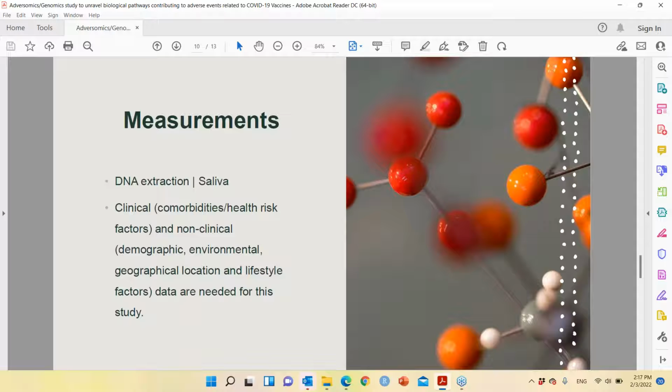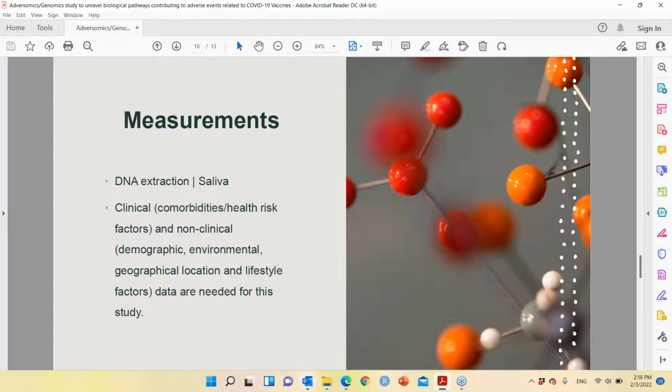The measurement that we need is DNA extraction for genotyping. So for this study, we want to collect saliva. First, the AdversOmics study includes only genomics factors. We were not going to go for metabolomics or other omics layers, which are very important as well, but we need blood samples for other omics layers. And just for the sake of ethical approval and also the budget that we have, we want to start first with only genomics, and we want to only collect saliva from cases and controls.